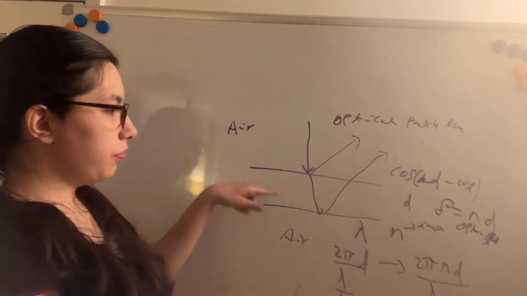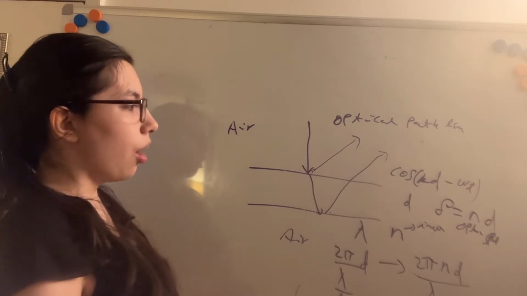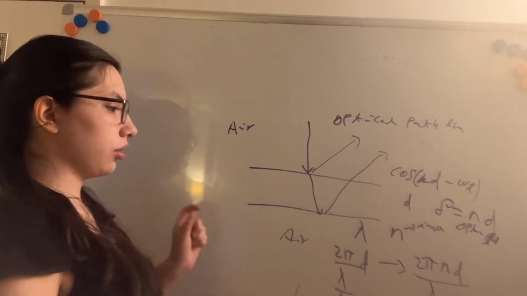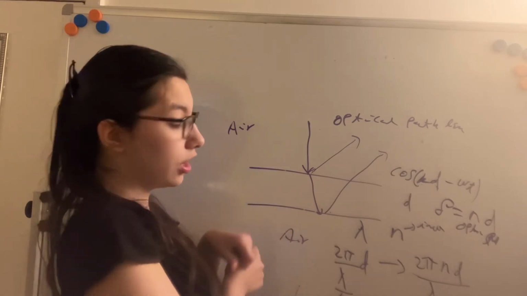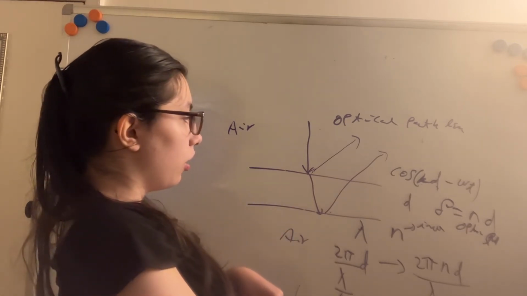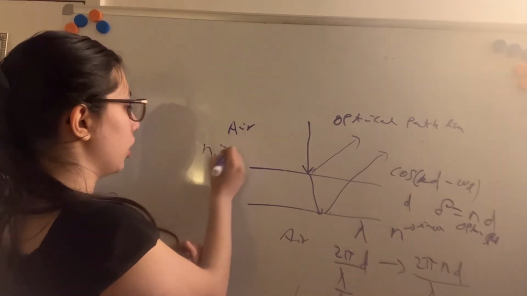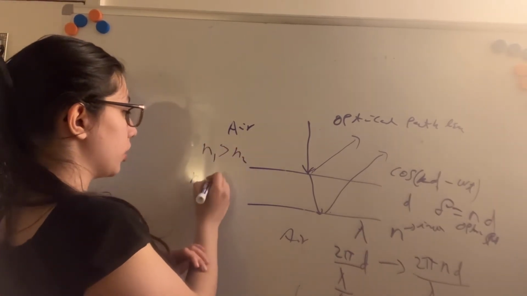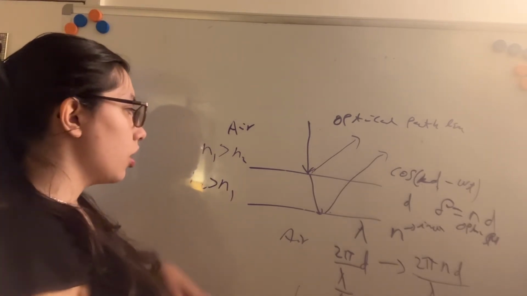So with thin films we can have this phase change, but also the phase change that will arise again from the index of refraction. This would depend on whether we have n1 greater than n2 or n2 greater than n1. We will talk about this also in future videos.